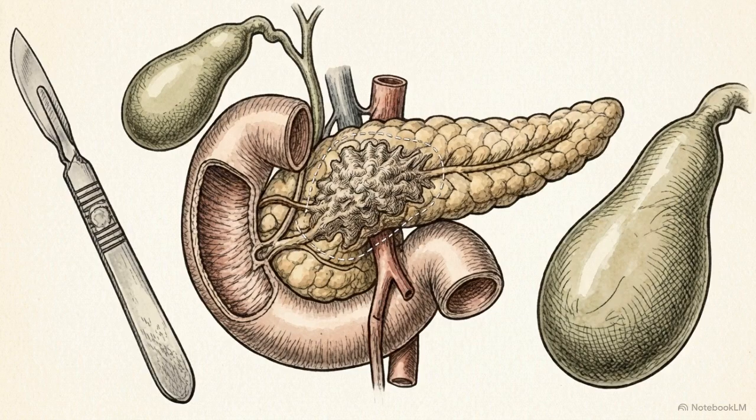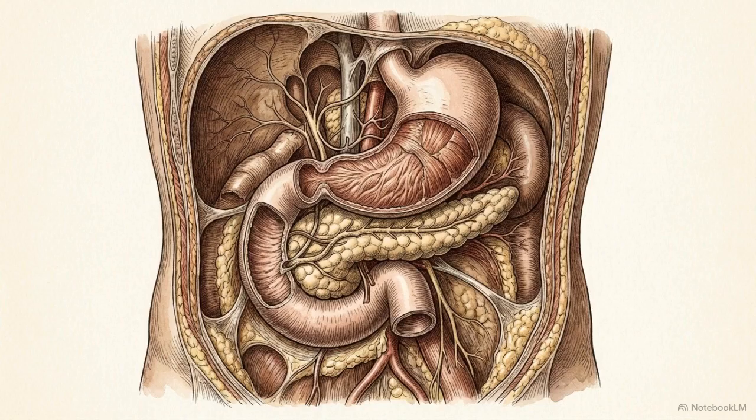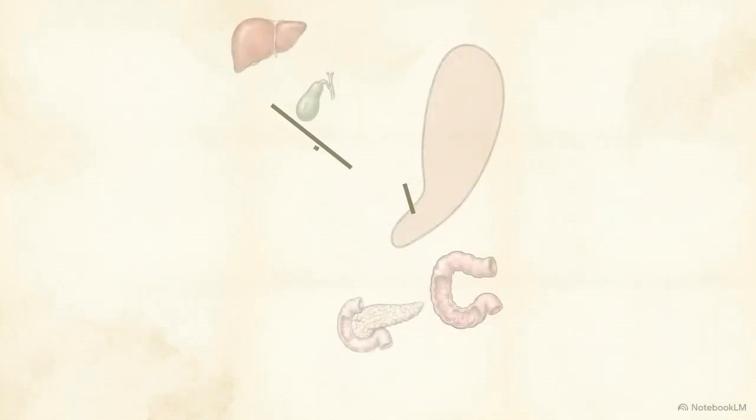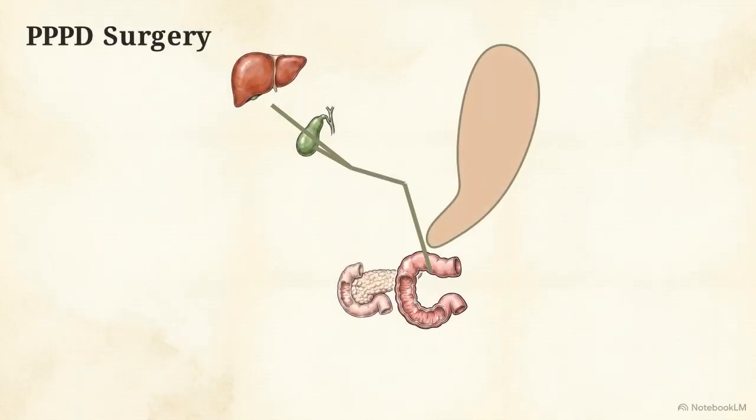If a tumor is confirmed in the pancreatic head or ampulla and imaging proves it is resectable, the gold standard intervention is the pylorus-preserving pancreatoduodenectomy, or PPPD. This schematic illustrates the massive scope of the PPPD. We remove the pancreatic head, duodenum, and distal bile duct. By preserving the pylorus, we maintain normal gastric emptying.